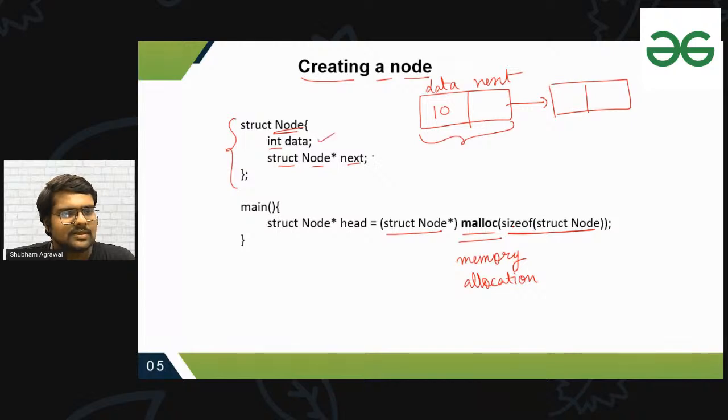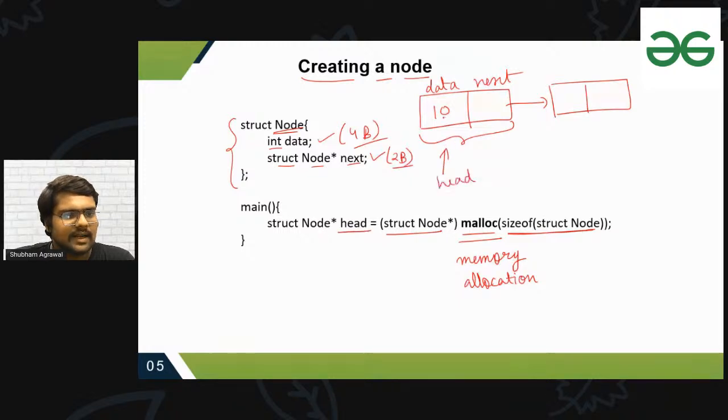Suppose that one is 4 bytes and the other is 2 bytes. So we have 4 plus 2, and it will allocate 6 bytes of memory for node 1. Then we have a pointer where we store that allocated memory, so head is pointing to this node that we have created.